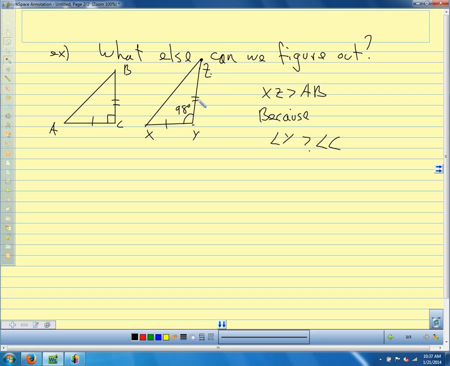These other two sides are congruent. So because this angle is bigger, XZ has to be larger than AB. That triangle is opened up a little more. Questions there?